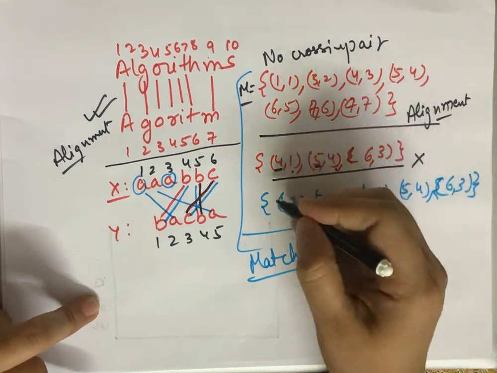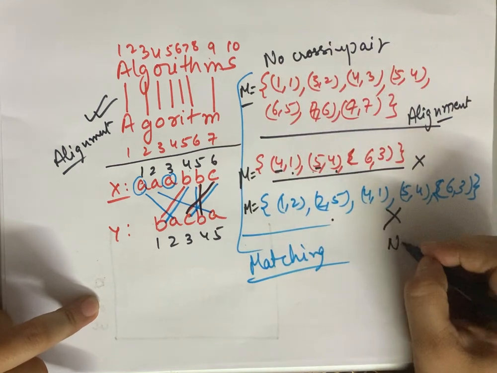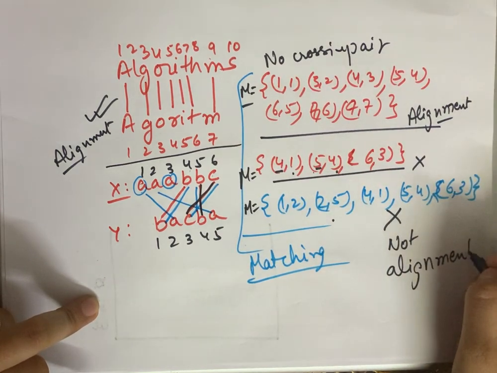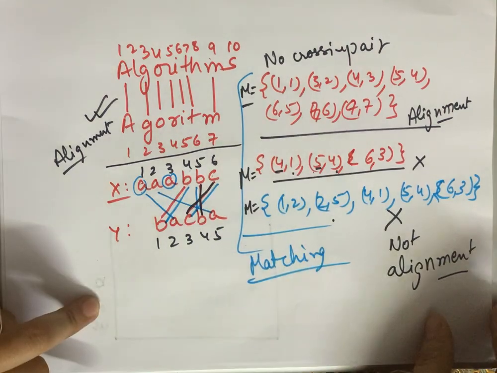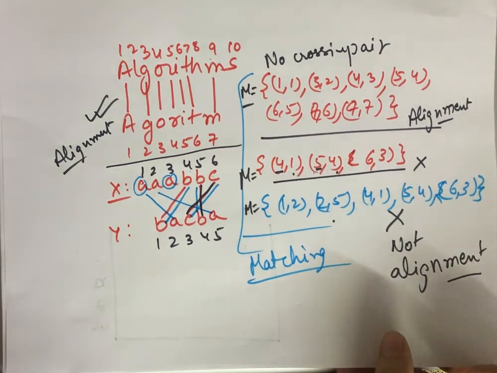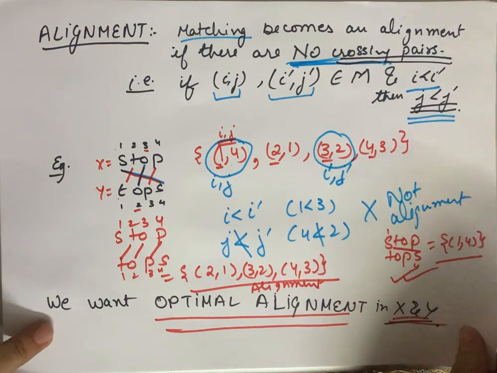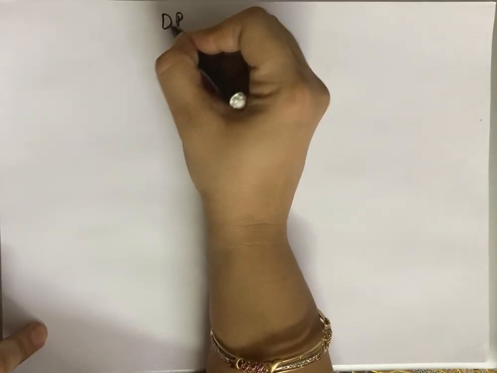So these two are matchings, but they are not alignments. Now we are looking at alignments. We want an optimal alignment. That is the problem of sequence alignment. So again, going with the brute force attack gives us an exponential time problem, which we do not want. So now what do we do? We are now trying to apply dynamic programming.